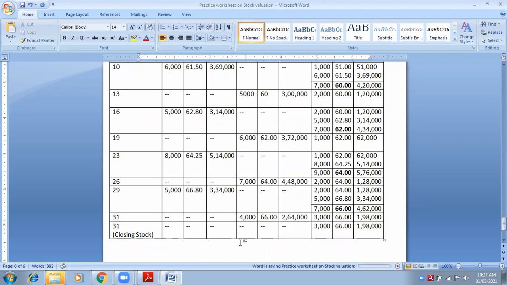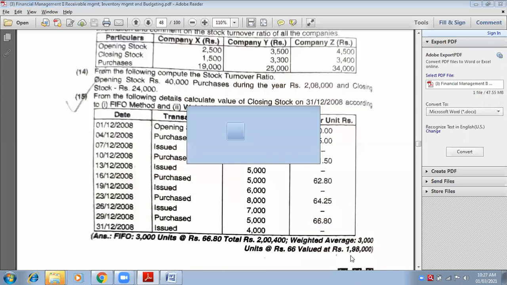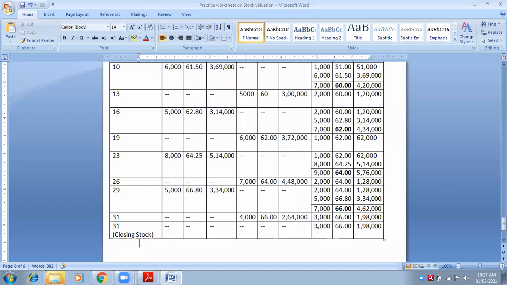Yes, done. Done with the solution part. If you want to check the answers of weighted average method: 3,000 units, 66 at the rate, 1,98,000.